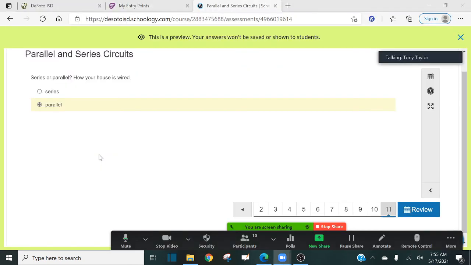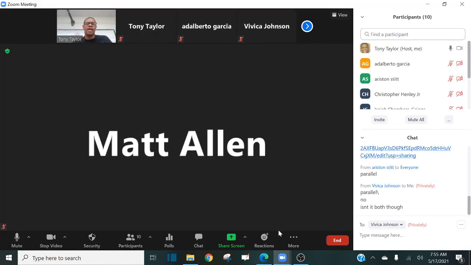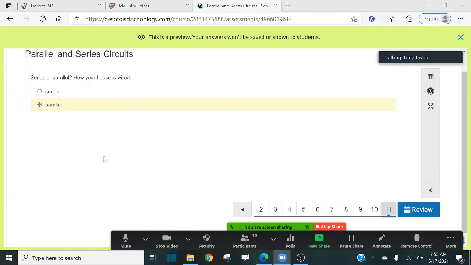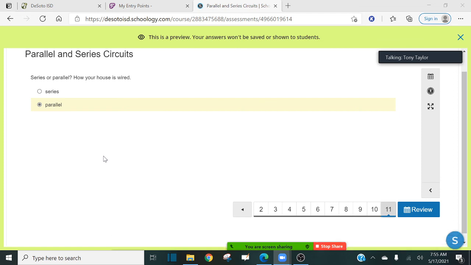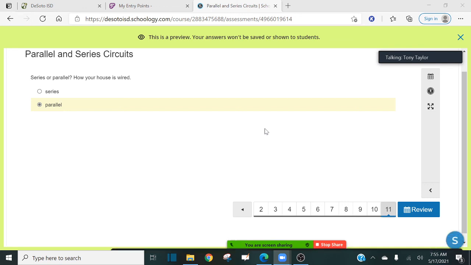Someone asked the question: is it both? Yeah, technically it is both. That's a very good question. It is technically both because some parts of your home could be in series, depending on the part of your home, but for the most part, everything is not in series. We do have some parallel branches there, so we're going to say parallel. Good question. Thank you for that private question. Anybody else has any other questions for me?